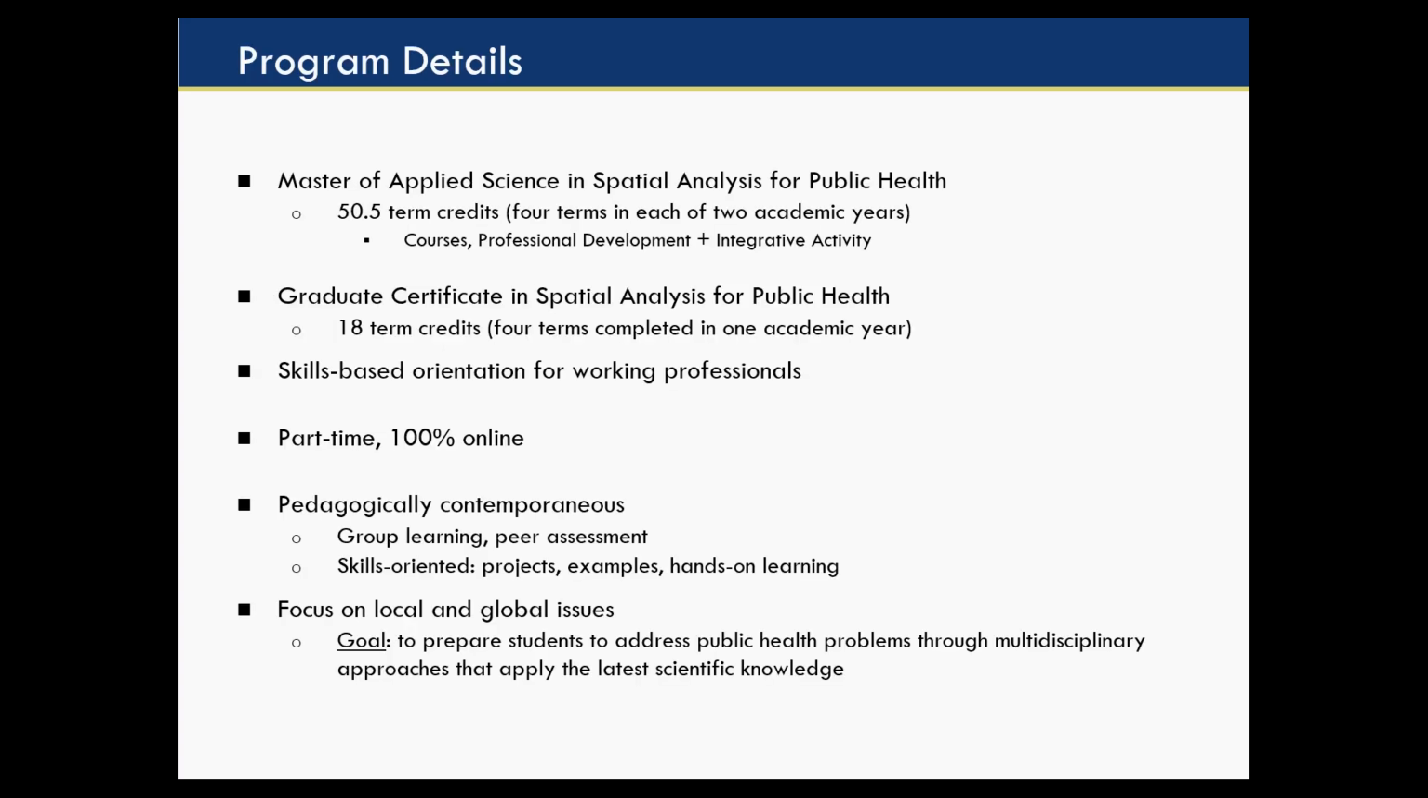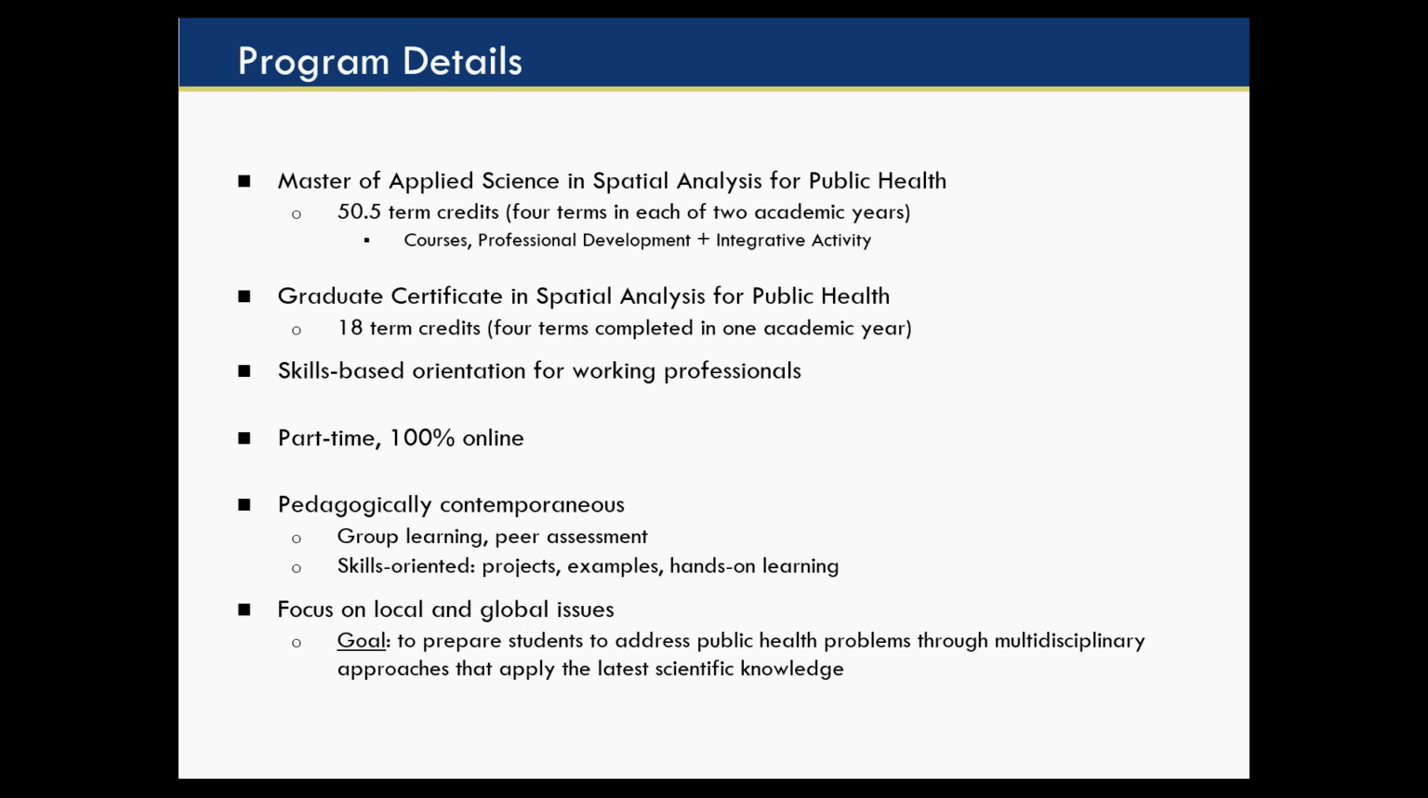So I'll give you some program details. This program offers both a Master's of Applied Science, which is a 2-year program, or a certificate in spatial analysis, which is just a 1-year program. The Master's, the 2-year program, is 15.5 term credits, and we have 4 terms in each of 2 academic years. So we don't run on semesters. We run on what's called 8-week terms, so we have 4 of those a year. The courses involve professional development plus there's this thing called an integrative activity, which I'll talk about in a bit. So there are a lot of spatial courses: epidemiology, biostatistics, professional development, and then we have this capstone or thesis type integrative activity component.